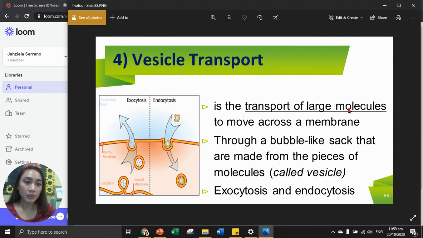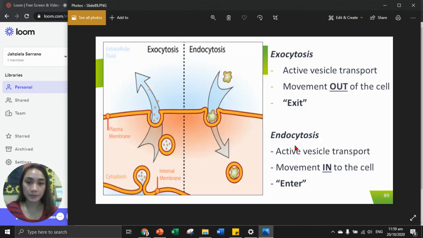It is a transport of large molecules. So in this case, since hindi nga kaya ng isang membrane ng isang cell to transport large molecules, it needs something such as a bubble-like sac made from pieces of molecules called the vesicle, represented by this round illustration, no? So in this case, included ang exocytosis and endocytosis.